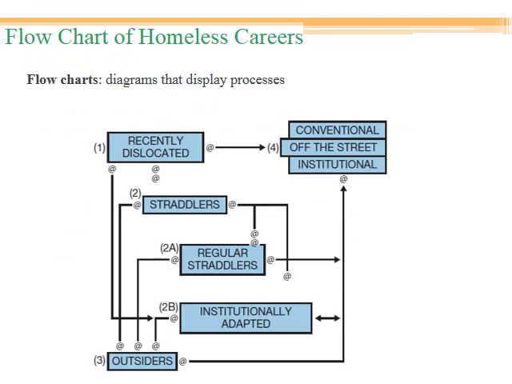Lastly, we have a flowchart. Flowcharts are diagrams that display processes. This display is showing us the different paths that the homeless might take. So looking at the recently dislocated, here in the top left corner, they might follow the path to institutionally adapted, which is a type of a straddler, according to the researchers' conceptual categories, or they might get off the street, either voluntarily or involuntarily.